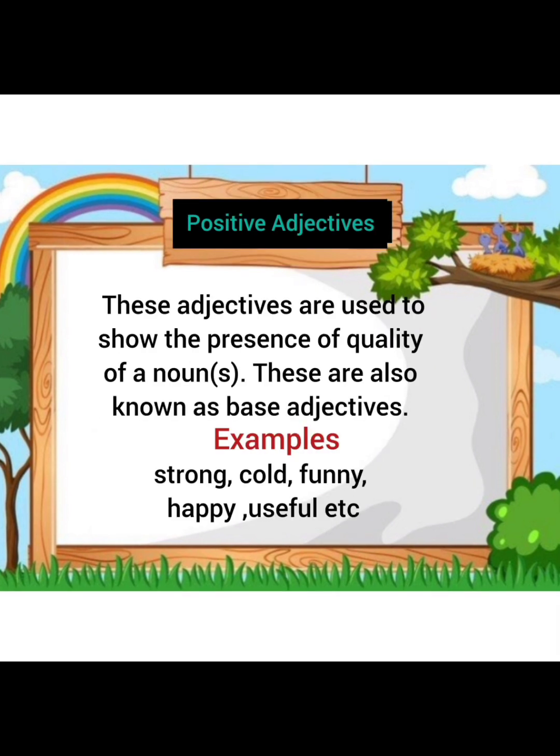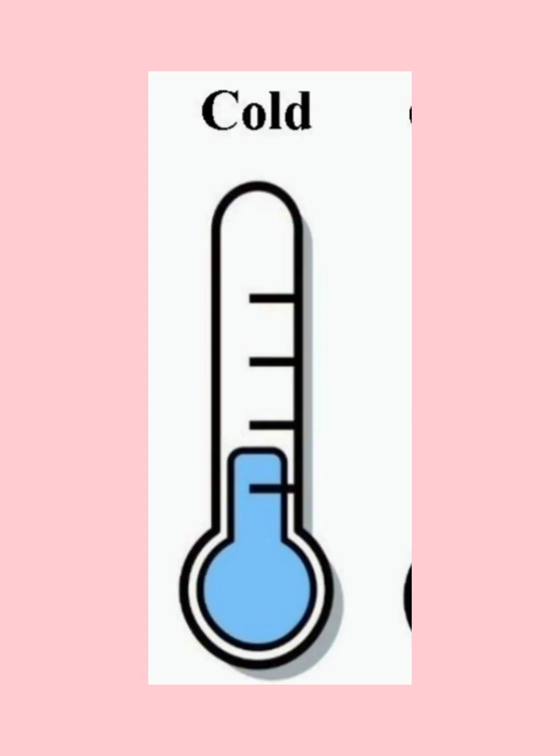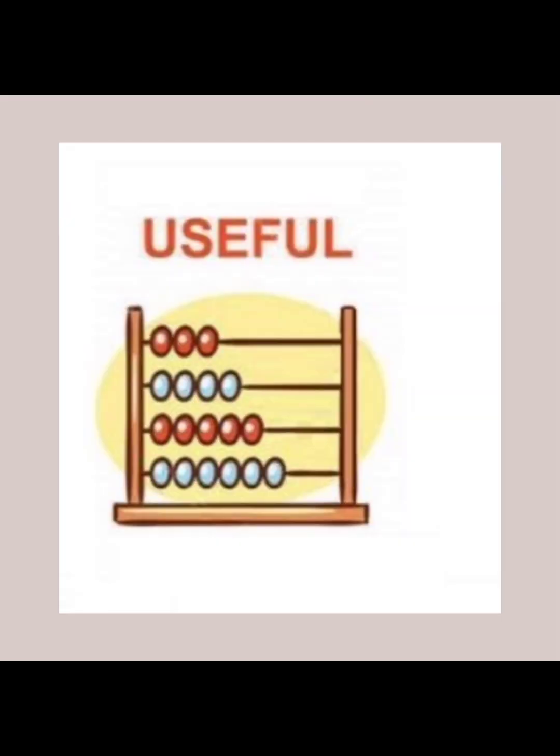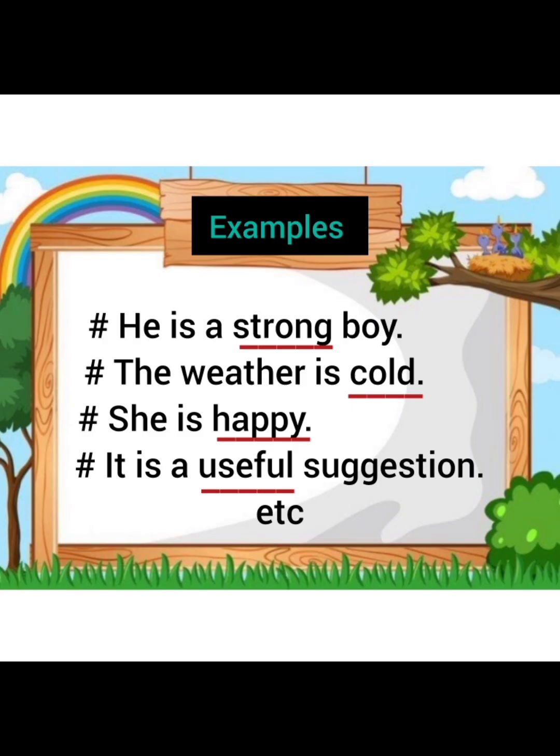First of all, let me explain positive adjectives. These adjectives are used to show the presence of quality of a noun or nouns. These are also known as base adjectives. For example, strong, cold, funny, happy, useful, etc. Let's have a look at the examples in the form of sentences. He is a strong boy. Here strong is the adjective. The weather is cold. She is happy. It is a useful suggestion. So in all these sentences, there is only the quality of the given noun in all these particular examples.